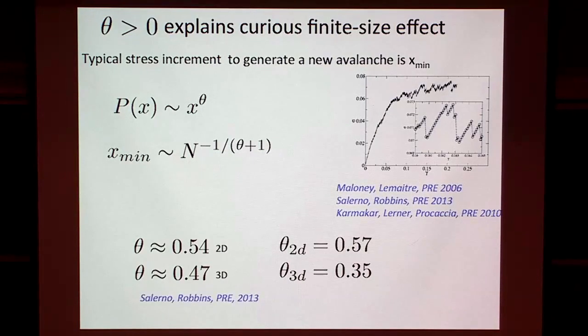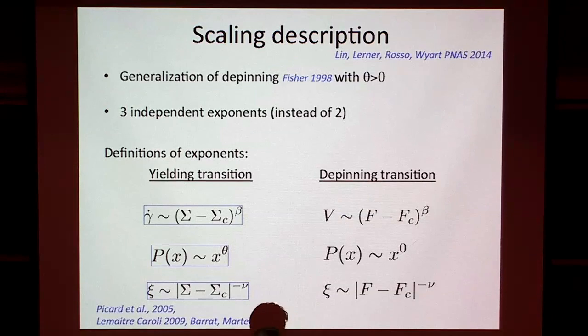All right. Okay, so in the time I have left, I would like now to use this theta exponent to propose a scaling description of the problem. And really, it's going to be a generalization of the pinning, so you can look at the review of Fisher on this, except that now theta is larger than 0. And one key result is that when theta is larger than 0, we'll argue that unlike the pinning where you just have 2 independent exponents, now you need 3 independent exponents. So let me define them.